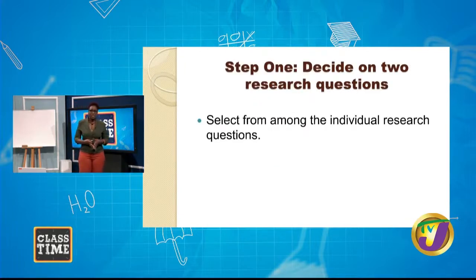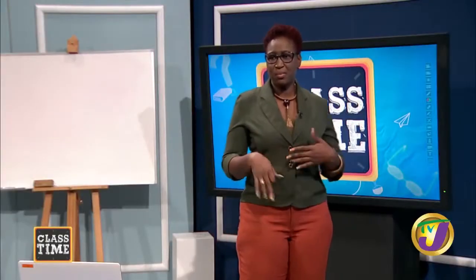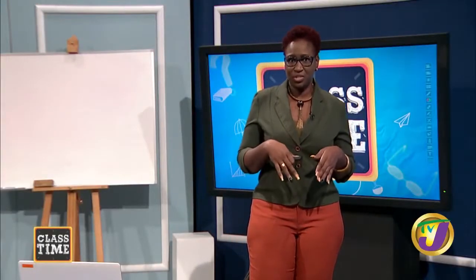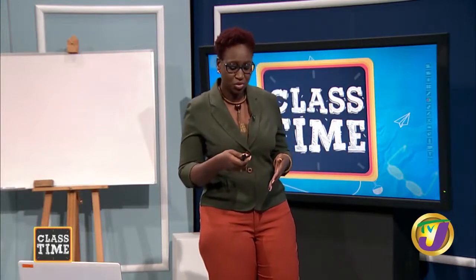So the first step, among the group members, you're going to decide on 2 research questions. So everybody would have had their own personal research questions going into their own SBA. So you can come together and decide which 2 to use from among all of your SBA questions. Remember, it's 4 or 5 of you in the group, so that should be quite a number of questions to choose from.